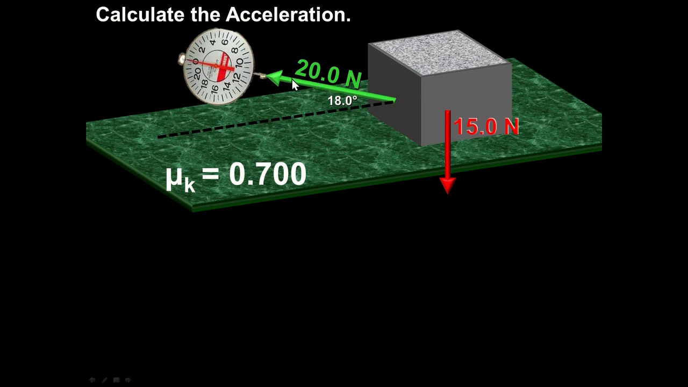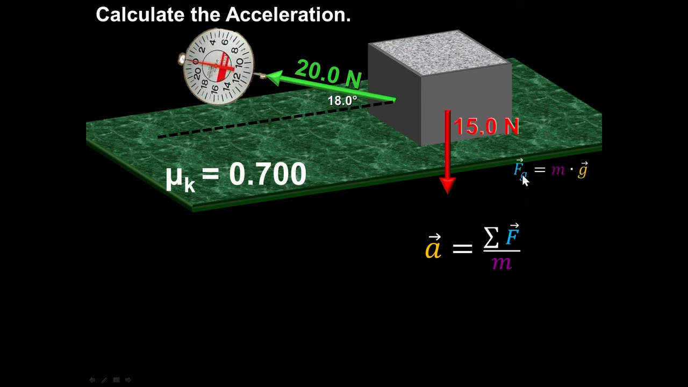But we're going to be pulling with 20 newtons at an angle of 18 degrees. It's at an angle this time. And the brick weighs 15 newtons. So we want to calculate the acceleration of this brick. So we're going to use Newton's second law to do it. The sum of the forces divided by the mass of that brick.